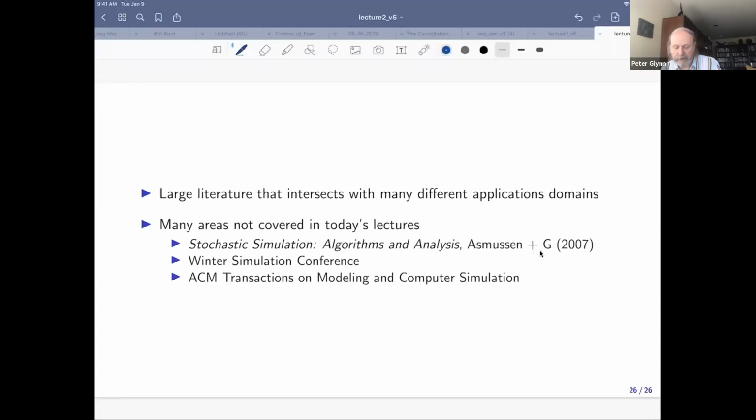There are lots of things I haven't covered in today's lectures, and I'm not going to mention them at this point, but you can find some discussion of these things in the book that I wrote with Soren Asmussen. You can go look at the Winter Simulation Conference. That's a major conference for people that work in the simulation area. And there's an ACM journal that is devoted to simulation as well. So all of those places are good places to read up on simulation and its various research sub-areas.